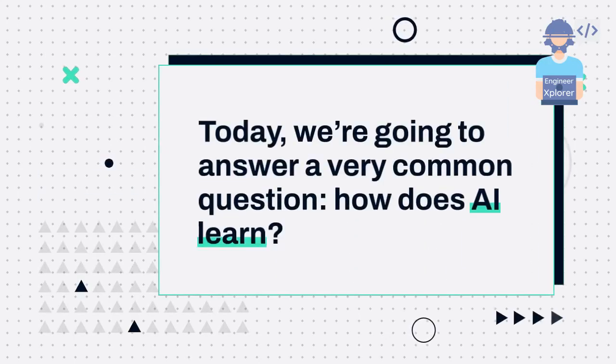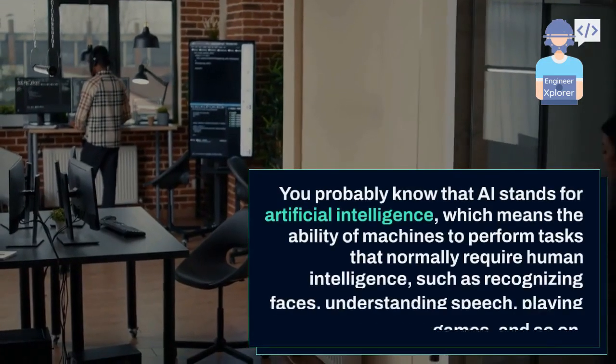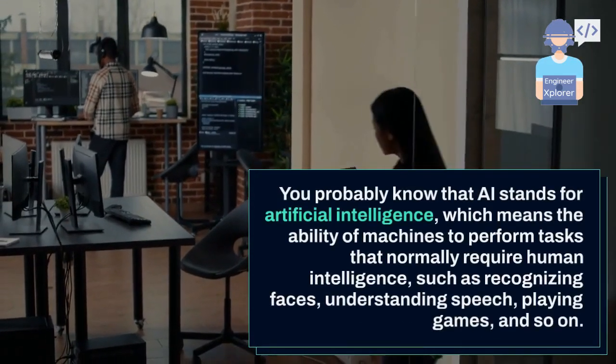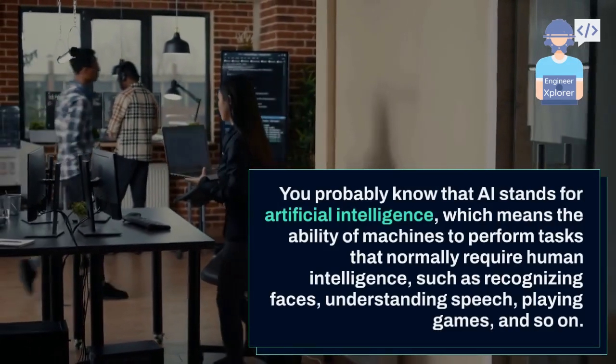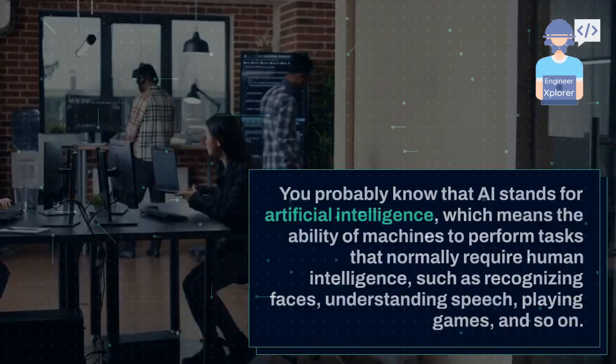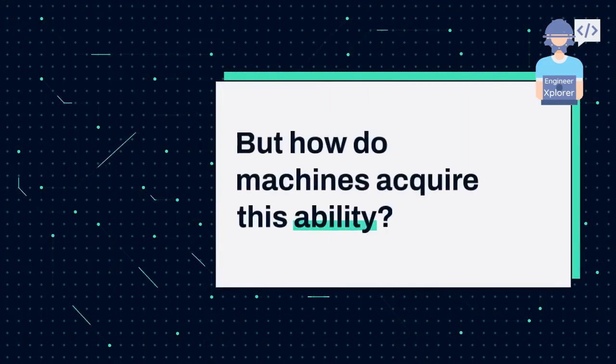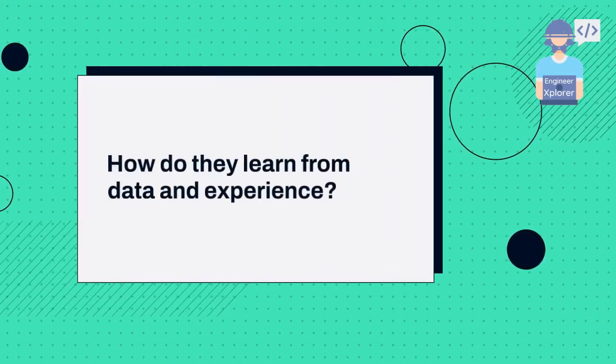Today, we're going to answer a very common question: how does AI learn? You probably know that AI stands for artificial intelligence, which means the ability of machines to perform tasks that normally require human intelligence, such as recognizing faces, understanding speech, playing games, and so on. But how do machines acquire this ability? How do they learn from data and experience?